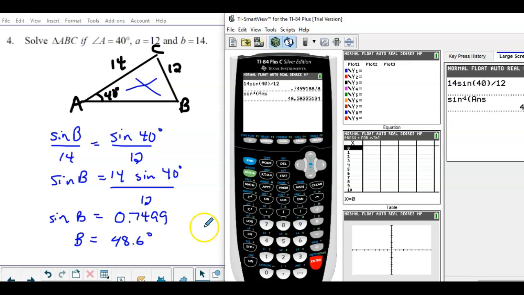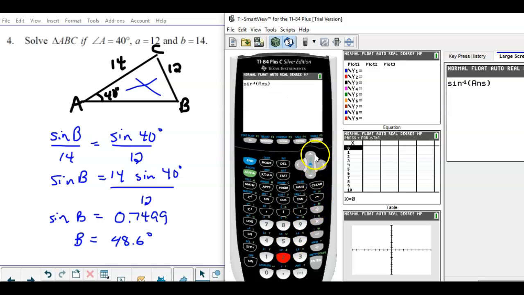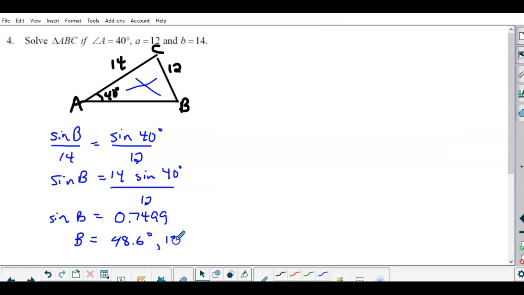Okay, and then could it be possible to have another one? So we'll go 180 minus that. And, oh, what did I just do? Oh yeah, I did second sine. So I want to go 180 minus, I think I still have it there, that angle. Okay, and that is 131.4.